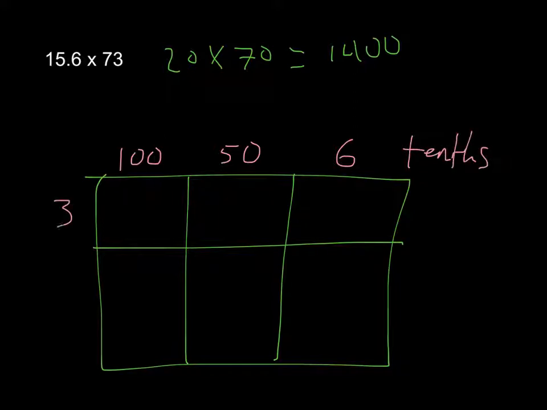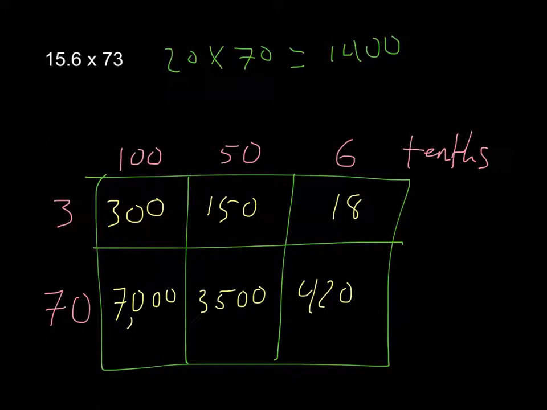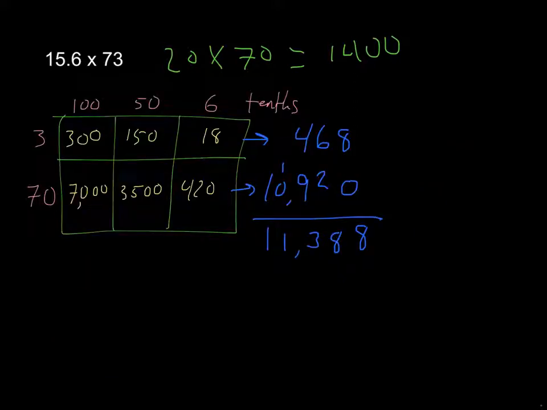And our 73 will be the same. Go ahead and plug in the values into the table. Remember, once you plug everything into the table, your next step is to add it all together. Okay, when you add it up, you get 11,388. Remember, that is tenths. We're going to write it down again, which is the same as 1,138 and 8 tenths in standard form. Okay, we're going to move that aside.